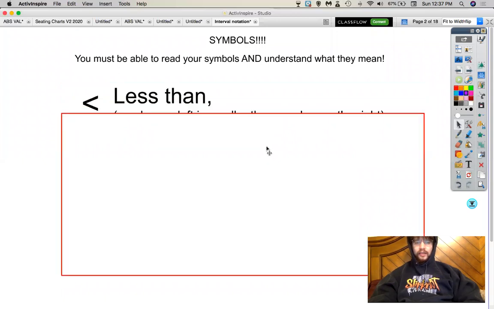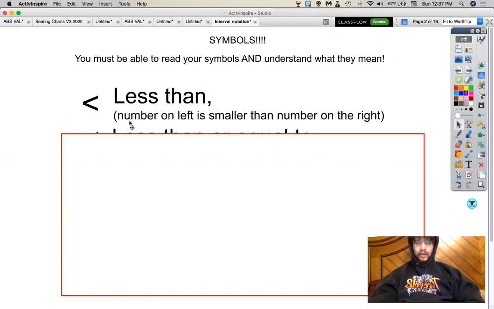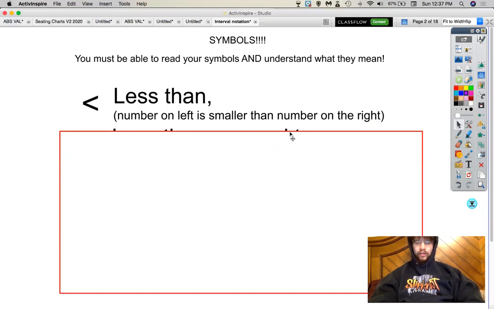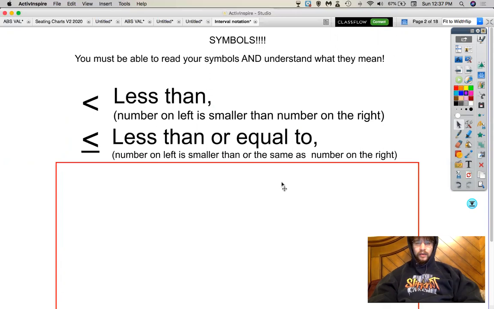This is your less than symbol. Less than. That means the number on the left of the symbol is smaller than the number on the right of the symbol. Now here we have the less than or equal to. The line underneath represents equality. So number on the left is smaller than or the same as the number on the right. I missed the "the," but whatever.